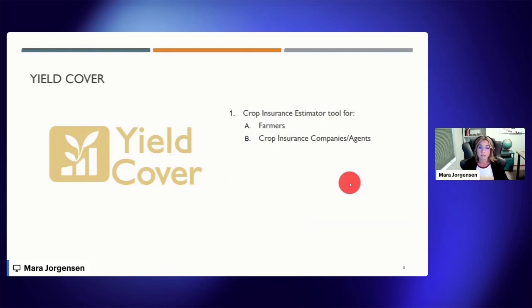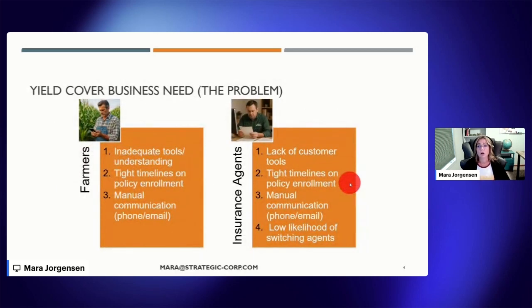What is Yield Cover? Yield Cover is a crop insurance estimator tool for farmers and crop insurance companies and agents. Don't necessarily want to bucket everyone into being a crop insurance agent yet at this point, but it's definitely the farmer side, which is the customer of the crop insurance company. So what is the problem?